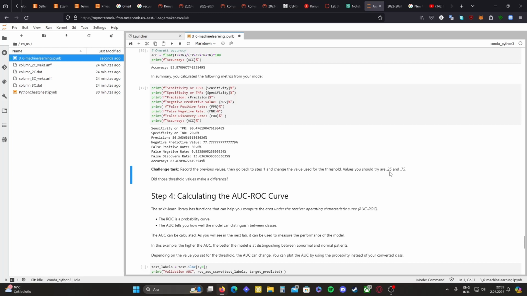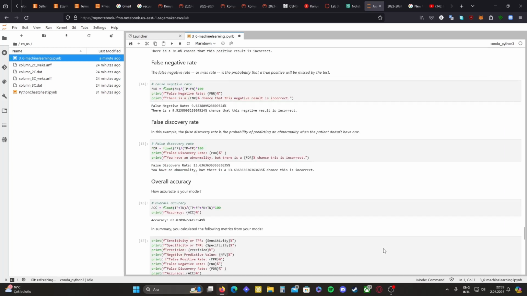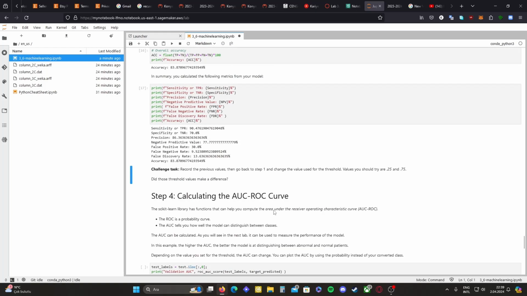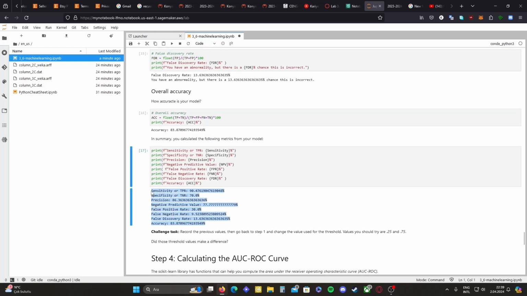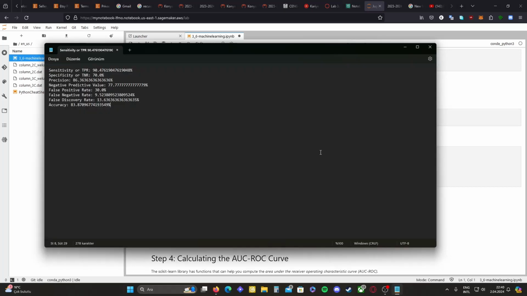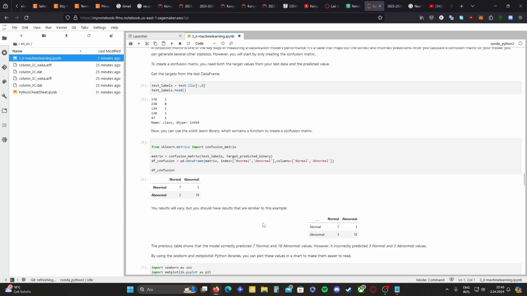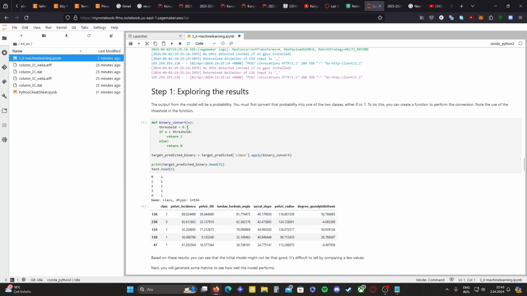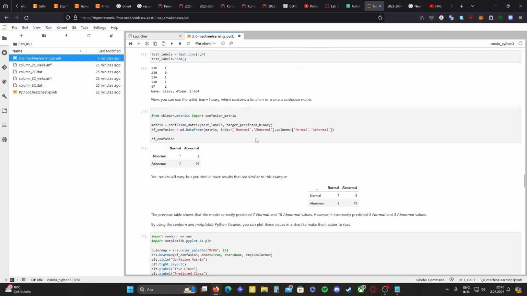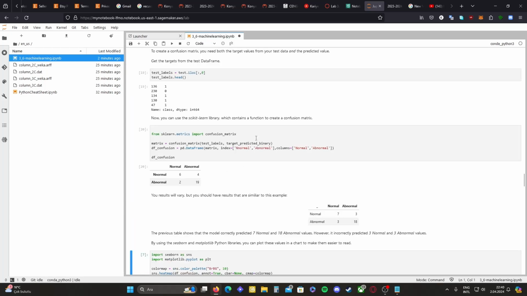And the values we should try are 0.25 and 0.75. So let's first record these values. So we save these results. Let's go and change the threshold to that value, then run these cells again.